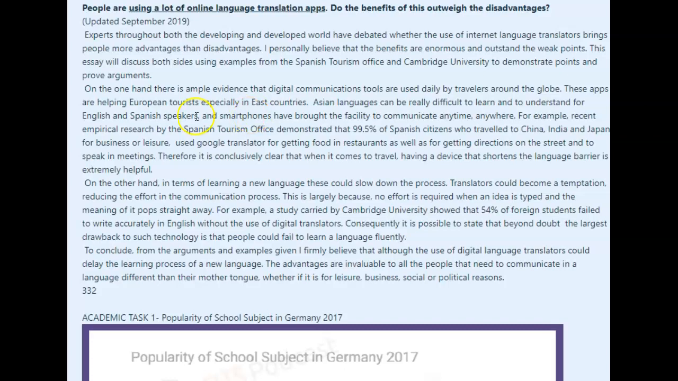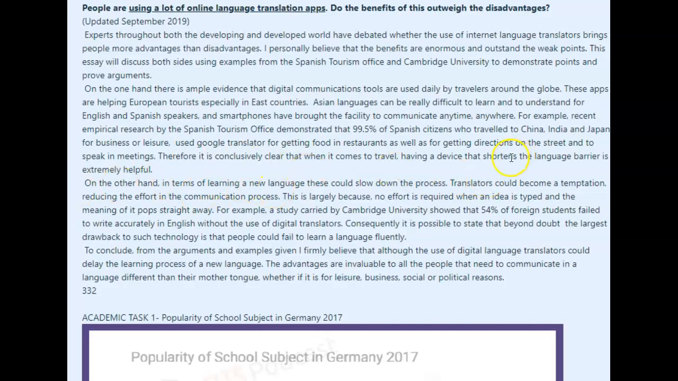For example, recent empirical research by the Spanish Tourism Office demonstrated that 99.5% of Spanish citizens who travel to China, India, and Japan for business or leisure used Google Translator to get food in restaurants, as well as to get directions on the street and to speak in meetings. All right, let's see. Use Google Translator to get food in restaurants, directions on the street, and speak in meetings. That was a nice way you could have done it. Not so wordy. Therefore, it is conclusively clear that when it comes to travel, having a device that shortens the language barrier is extremely helpful.